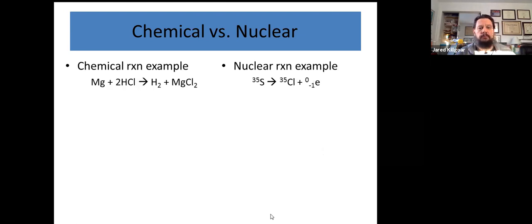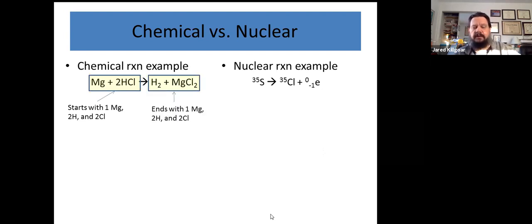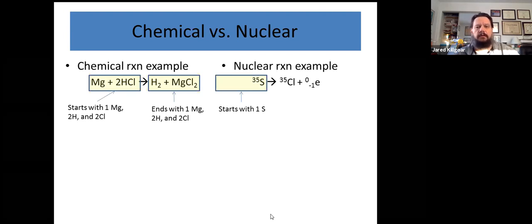Here's a couple examples of chemical reactions versus nuclear reactions. The first one: magnesium plus hydrochloric acid makes hydrogen and magnesium chloride. Notice we start with 1 magnesium, 2 hydrogens, and 2 chlorines in the reactants. In the products, we have the exact same numbers of each element. A nuclear reaction, for example this one, is the beta decay of sulfur-35. We start with a sulfur atom, and we end with a chlorine atom. We created a different type of element, a new atom that wasn't present in the beginning.